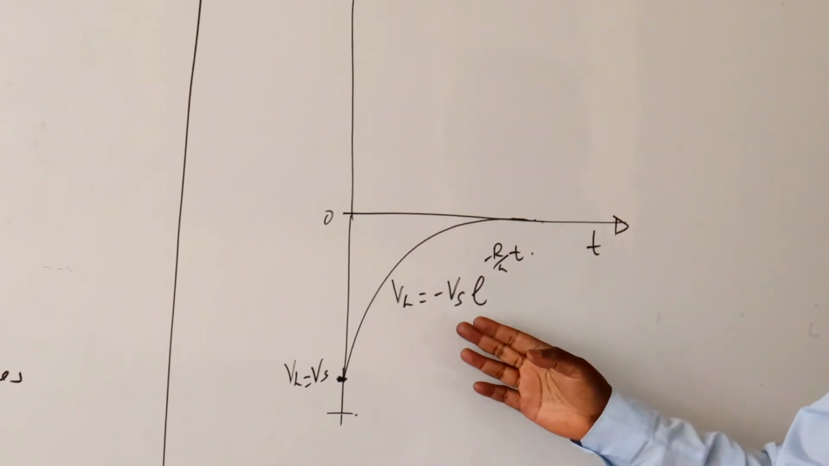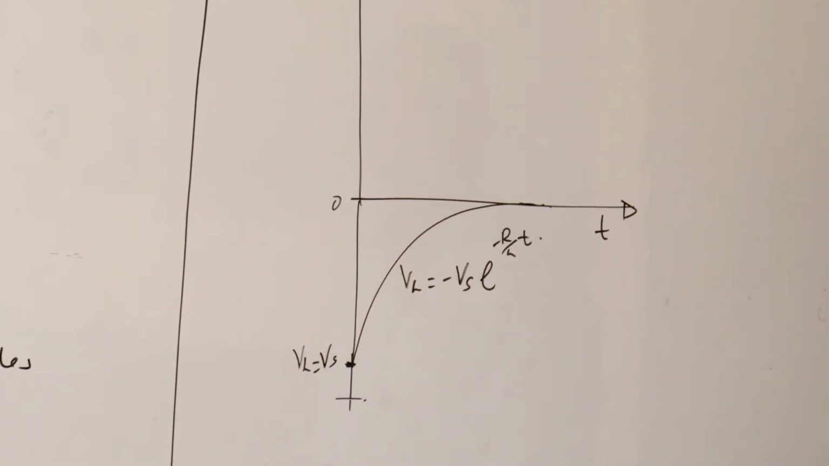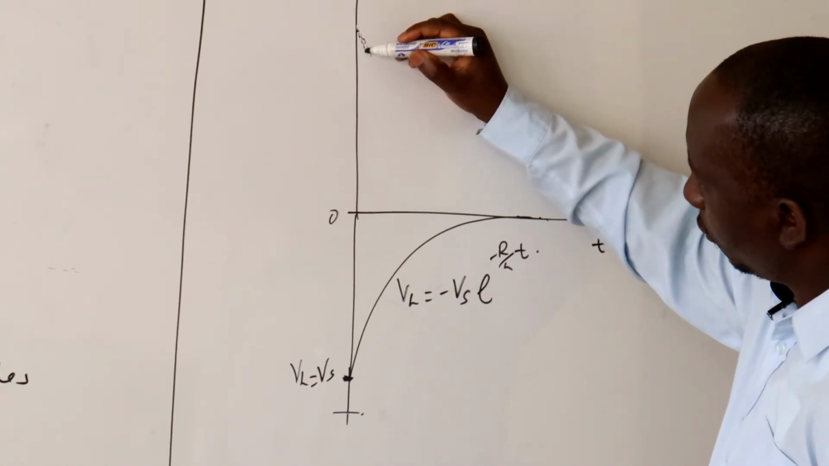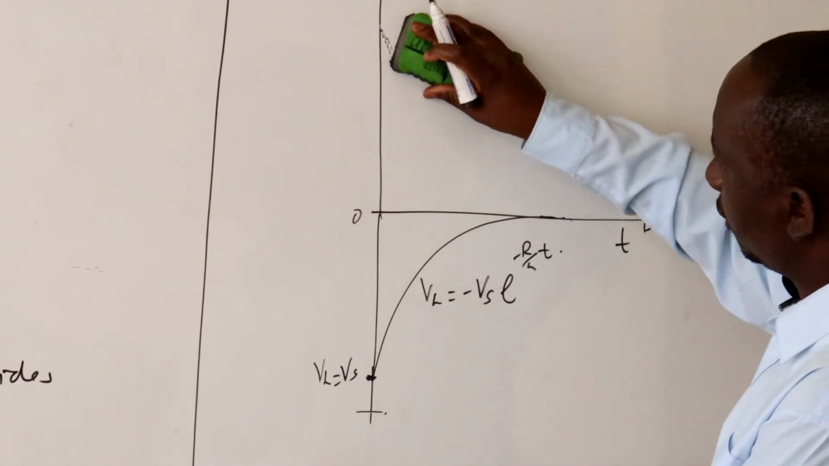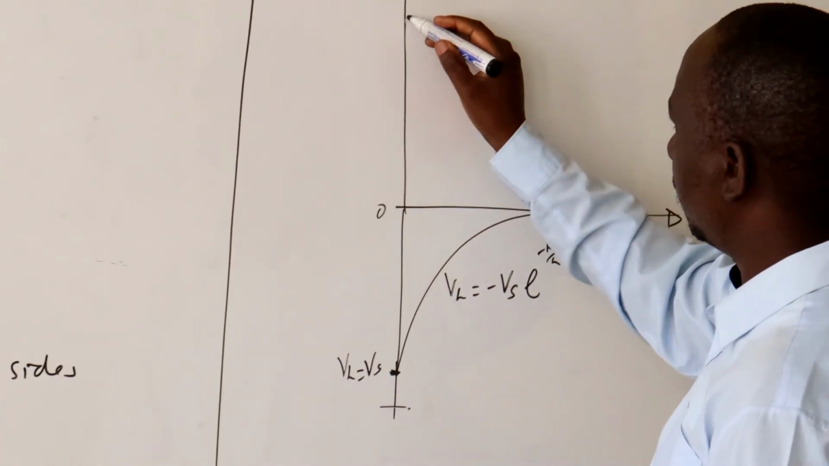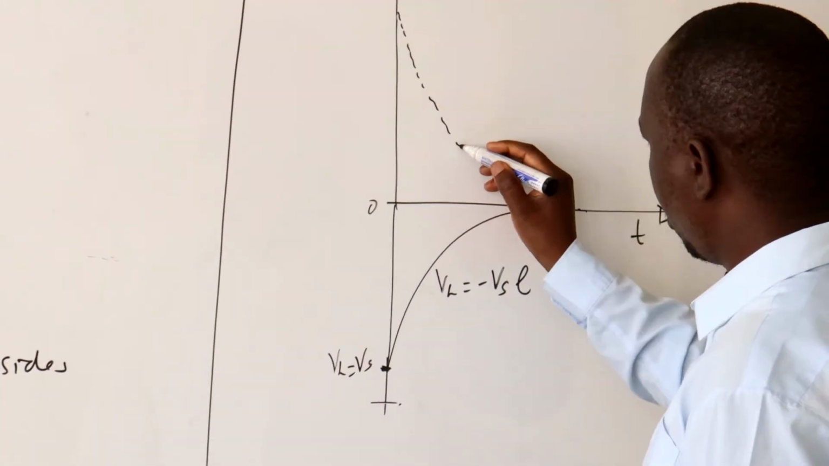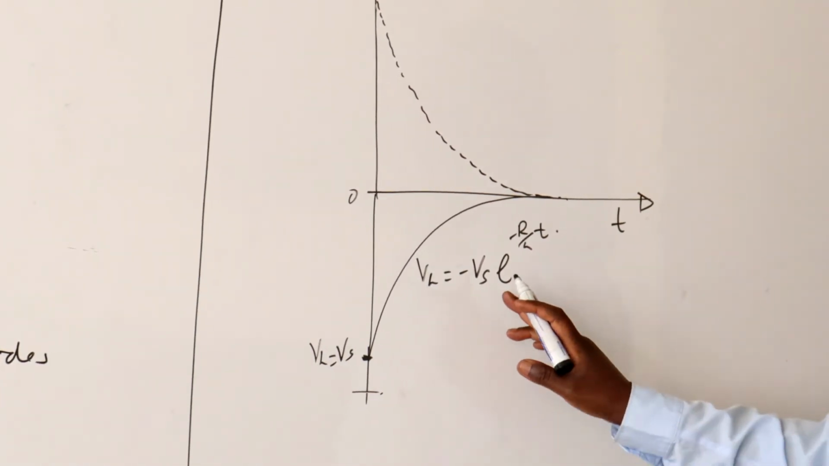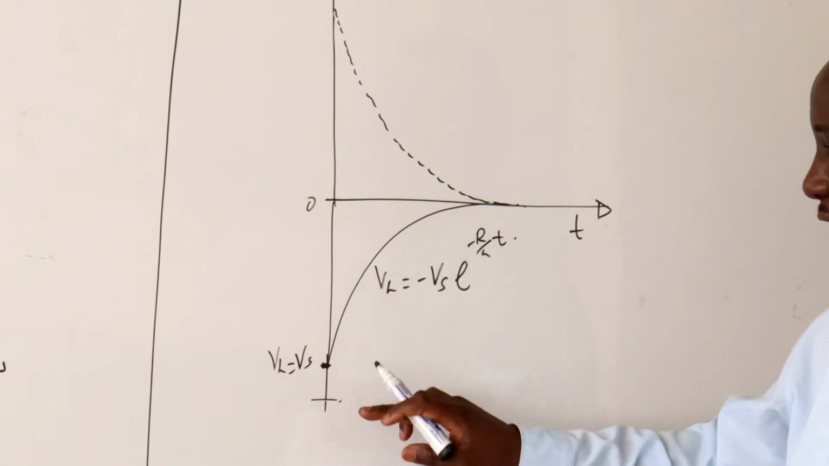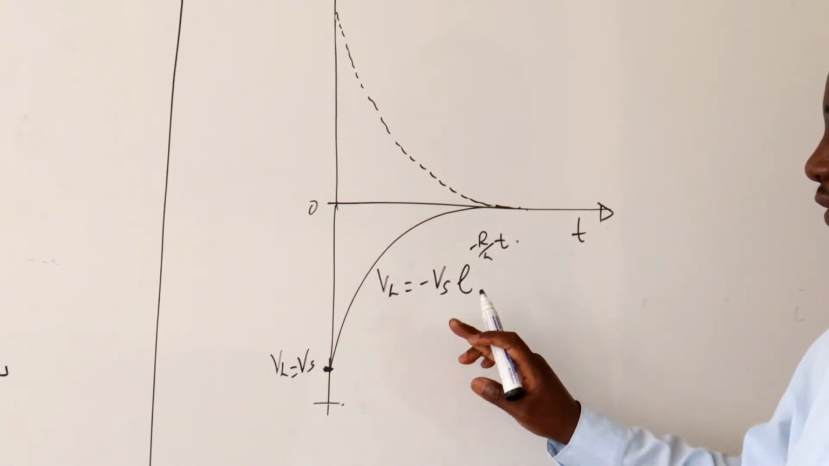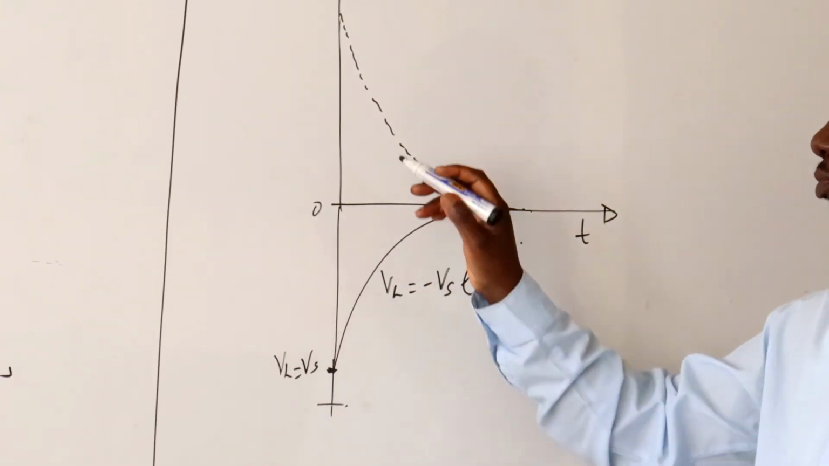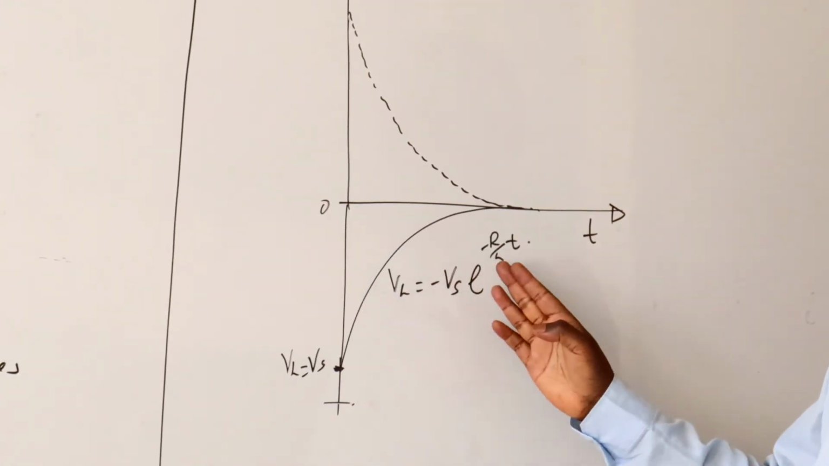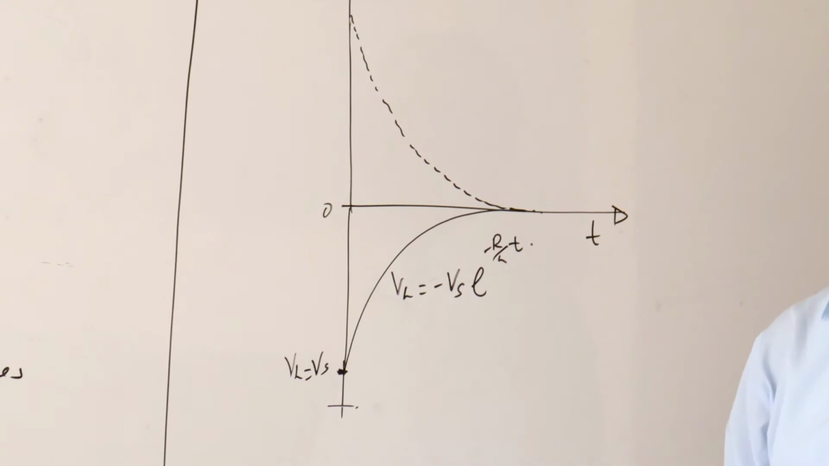So if this graph was to be drawn with a positive sign, then the sketch would be coming from the upper side of the plane. If it was having a positive sign, you would have it moving in the positive plane, and it's going to change the sign. This is because it's minus VS towards 0.